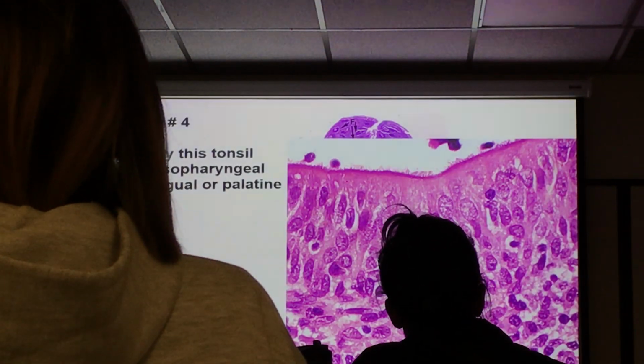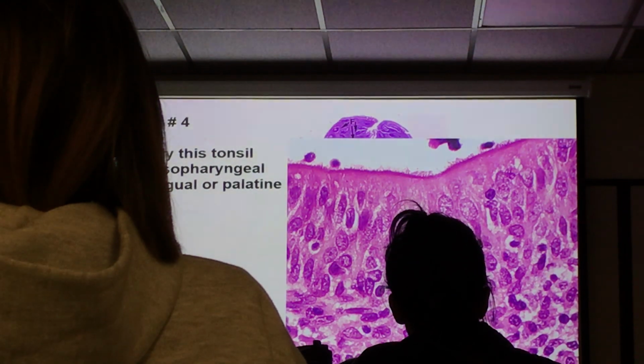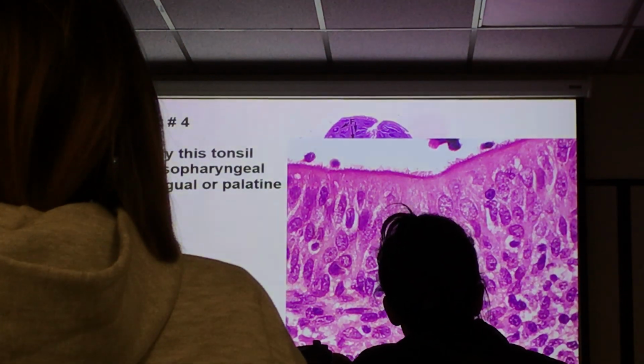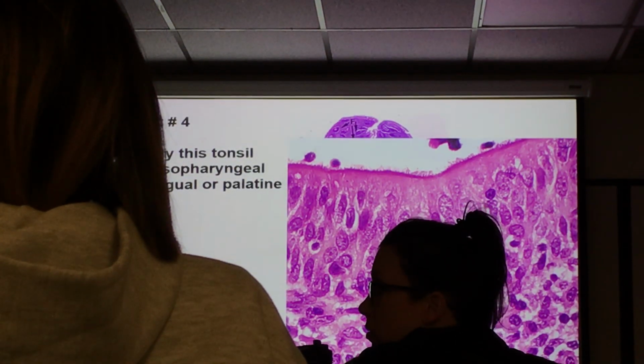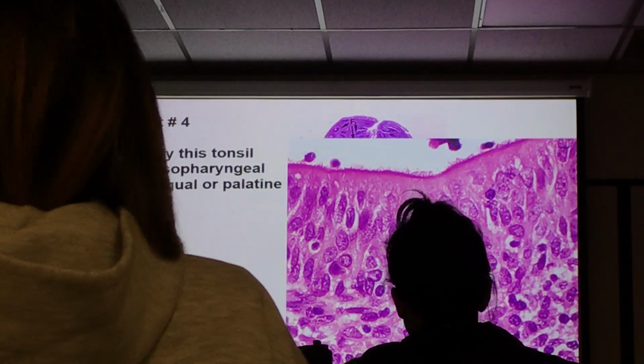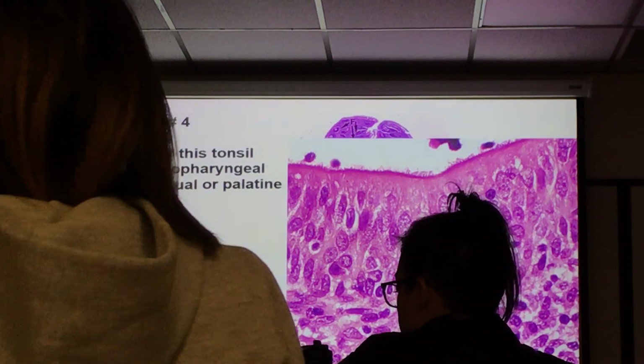So your decision is, are you looking at non-keratinized stratified squamous, or are you looking at pseudostratified columnar? This would be the end of the epithelia here. It's hard to see a separation from the connective tissue.